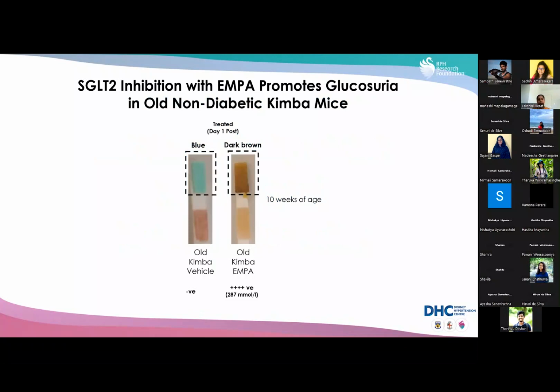So as per the younger mice, we also established the efficacy of our treatment by doing a simple urine glucose dipstick study on the non-diabetic Kimba mice. As you can see here, the vehicle-treated animal did not show the presence of glucose in the urine when compared to the EMPA-treated animals, indicated by the brown color showing the presence of glucose in the urine.